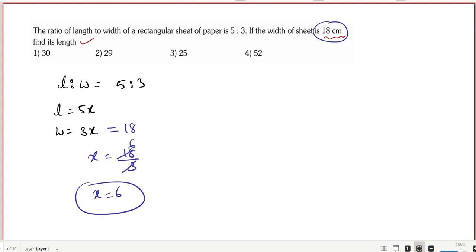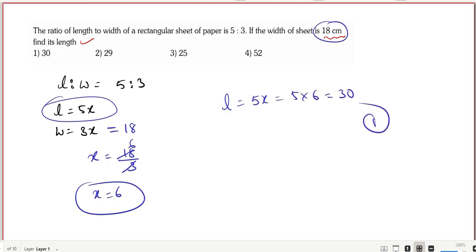Now what are we asked to find out? We are asked to find out the length. As per the ratio terms, length is 5x. So 5 into 6, that is 30. That is, the first option is the correct one for this question. Okay. Now let us see the last problem in this video.